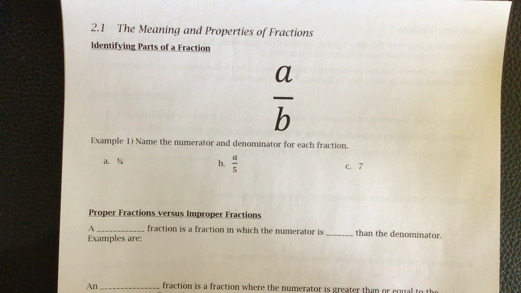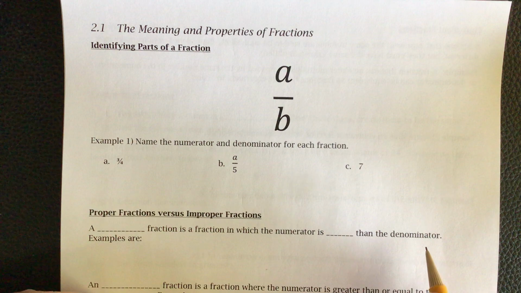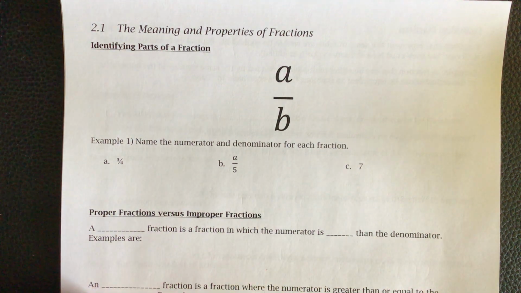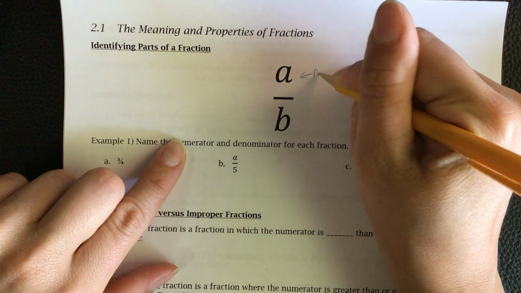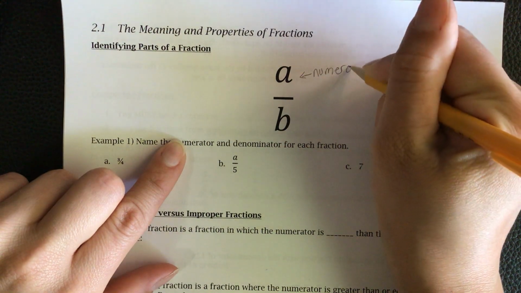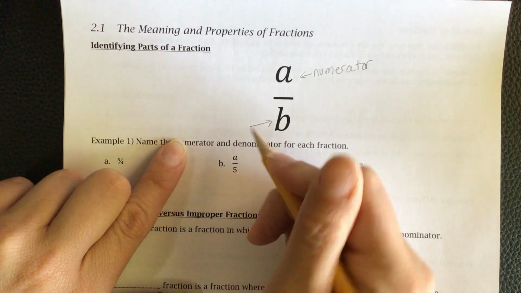This is 2.1, the meaning and properties of fractions. Identifying parts of a fraction. A fraction in this case is the numerator, which we'll call A, over the denominator, B.